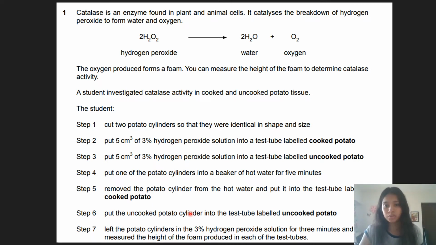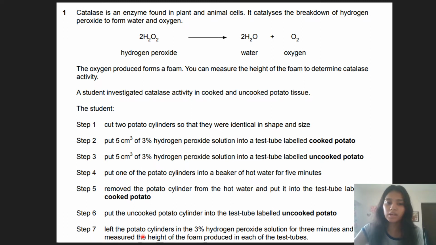So what you've done is you have two potato cylinders. Okay. You have two test tubes, each that contain the same volume and concentration of H2O2. One test tube is labeled cooked potato, the other test tube is labeled uncooked potato. You've cooked one of your cylinders and you transfer it into the cooked potato test tube, which has 5 centimeter cube, 3% H2O2. And then you transfer the other uncooked potato. You don't treat it at all. You put the uncooked potato cylinder into the other test tube labeled uncooked potato, which also has 5 centimeter cube, 3% hydrogen peroxide solution. Okay.